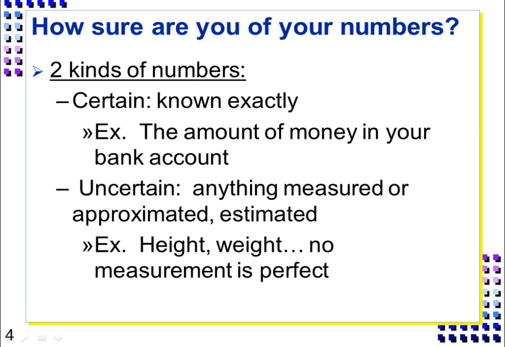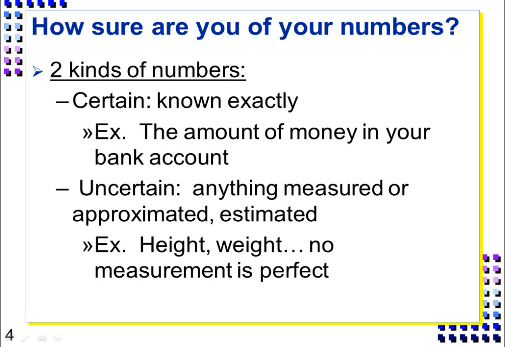Compare that to uncertain numbers. These are anything that is measured or approximated, anything estimated. So for example, if I measure the height of a person, or if I use a scale to find the weight of a person, these are uncertain numbers. I mean, think about weight. Every time I go to the doctor, I always go, oh, their scale is wrong. You know, that scale says that I weigh more than I do. My scale at home in my bathroom tells me something different.